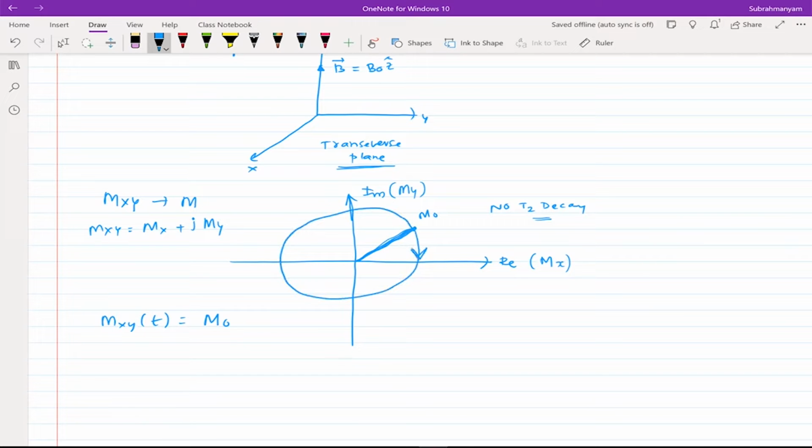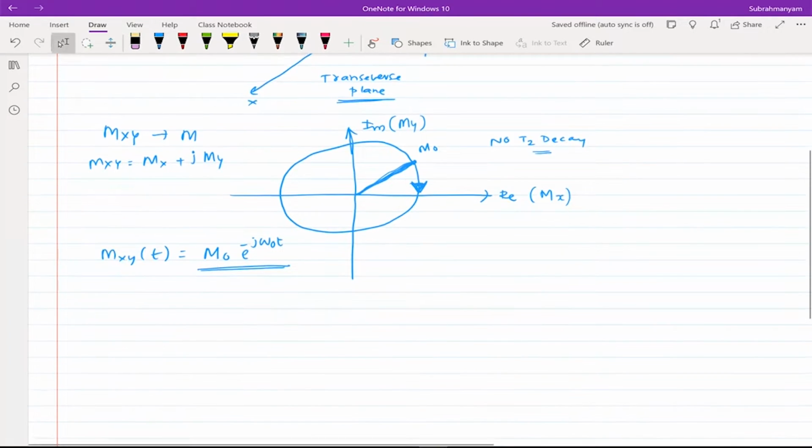In the intuitive explanation I gave in the video, there was a mistake: I wrote j omega t. That should be minus j times omega naught t, because it rotates in the clockwise direction. This rotation you could figure out from the right hand rule for the cross product. That's where you would figure out the direction as well. So mxy of t would be equal to m naught times e power minus j omega naught t.